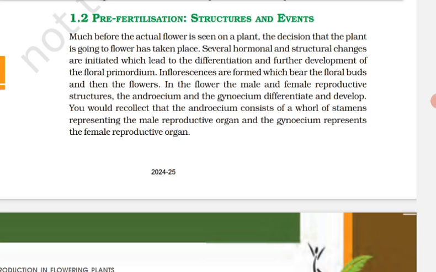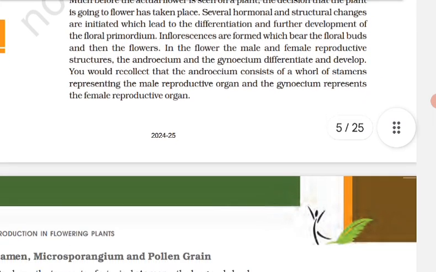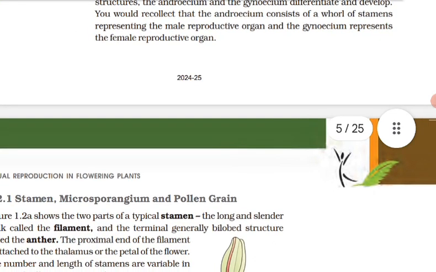Inflorescences are formed which bear the floral buds and then the flowers. In the flower, the male and the female reproductive structures, the androecium and the gynoecium, differentiate and develop. You would recollect that the androecium consists of a whorl of stamens representing the male reproductive organ and the gynoecium represents the female reproductive organ.